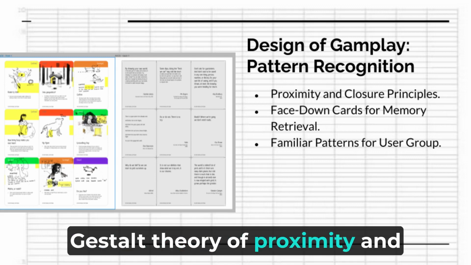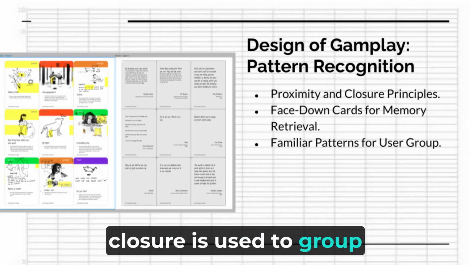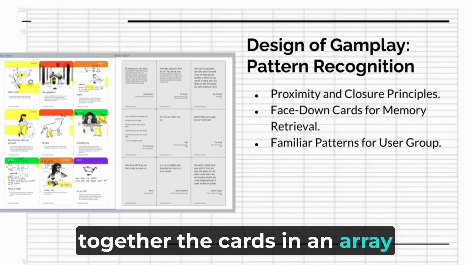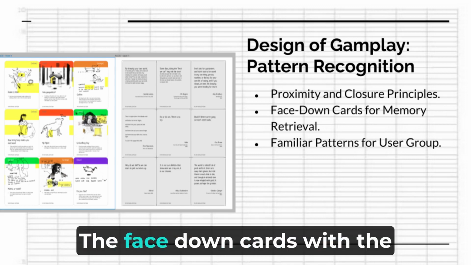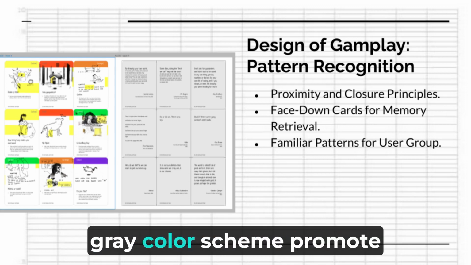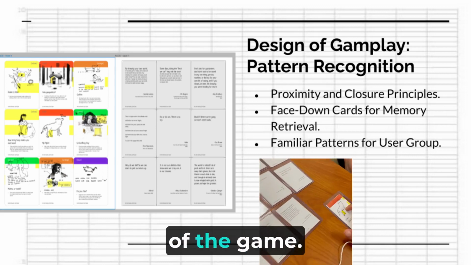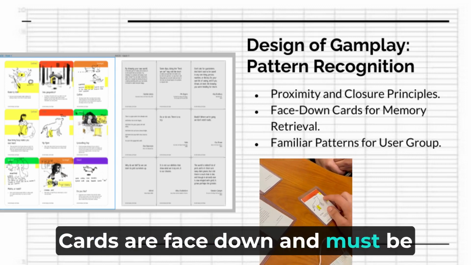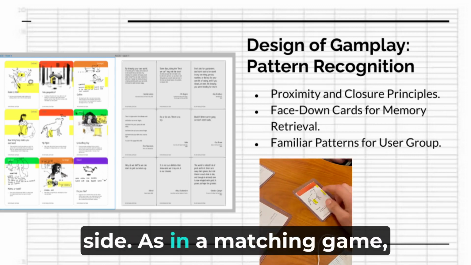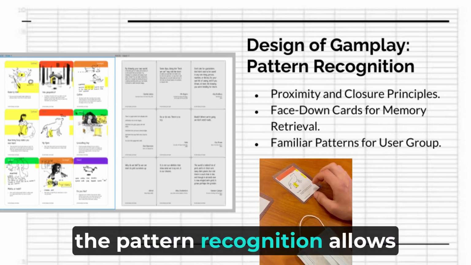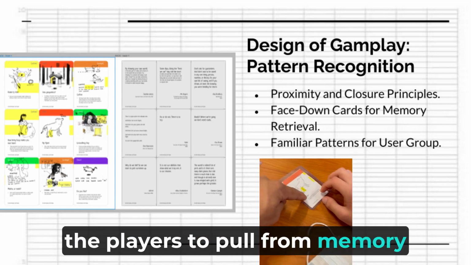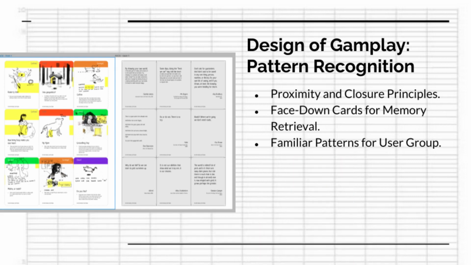Gestalt theory of proximity and closure is used to group together the cards in an array with similar colors. The face-down cards with the gray color scheme promote pattern recognition, which allows the player to understand the program of the game. Cards are face down and must be flipped to reveal the other side, as in a matching game. The pattern recognition allows the players to pull from memory and help with processing.